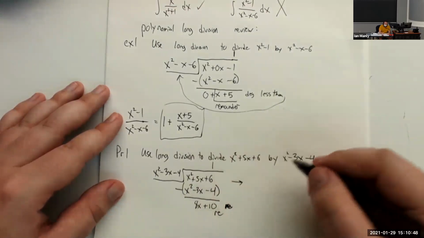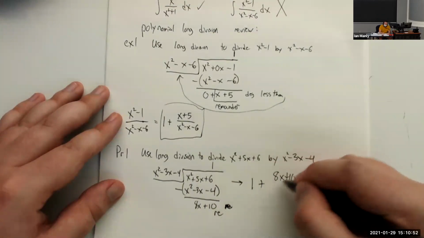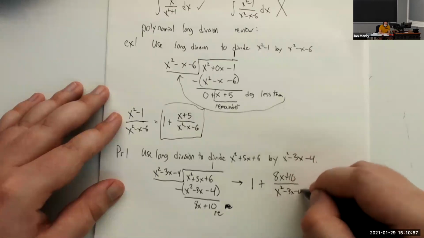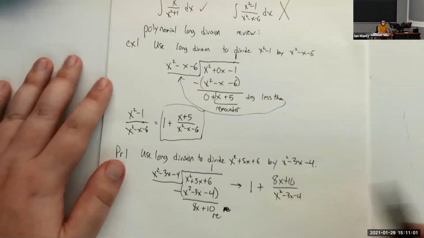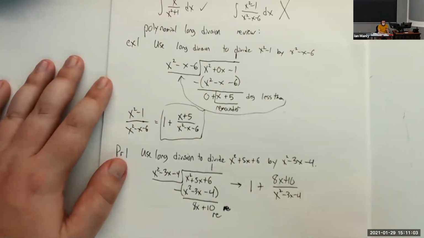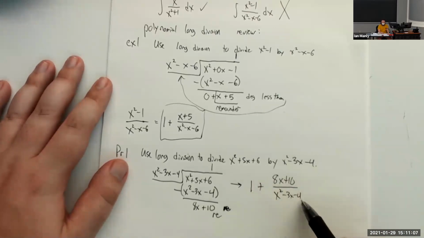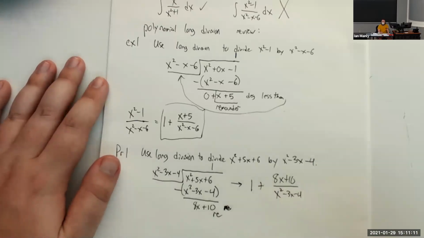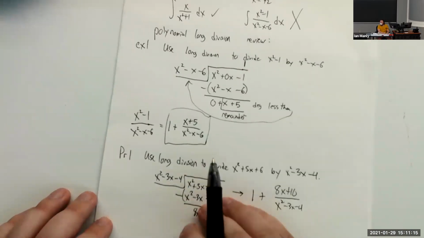So this means that I can express this as 1 plus 8x plus 10 over x squared minus 3x minus 4. And if you're ever unsure of your work, remember, you can go back the other way by multiplying the top and bottom of this 1 by x squared minus 3x minus 4, and then combining it back. And you should end up back where you started. So you could always check your work that way if you want to. All right, so there we go.